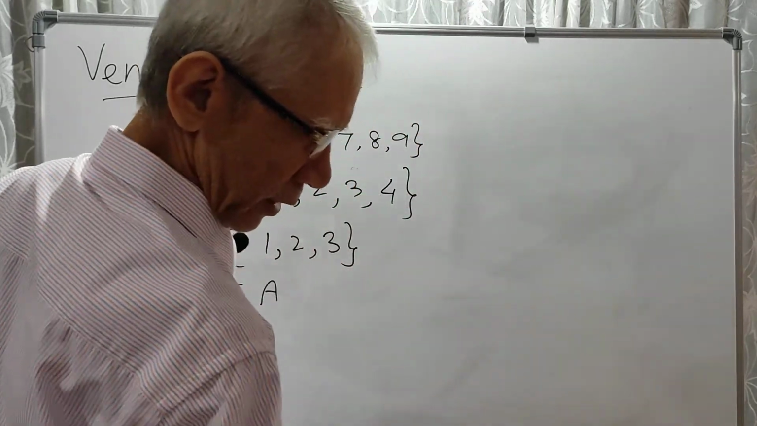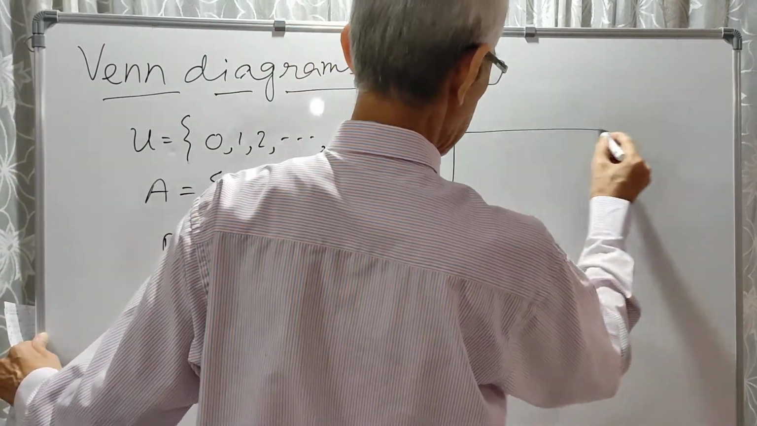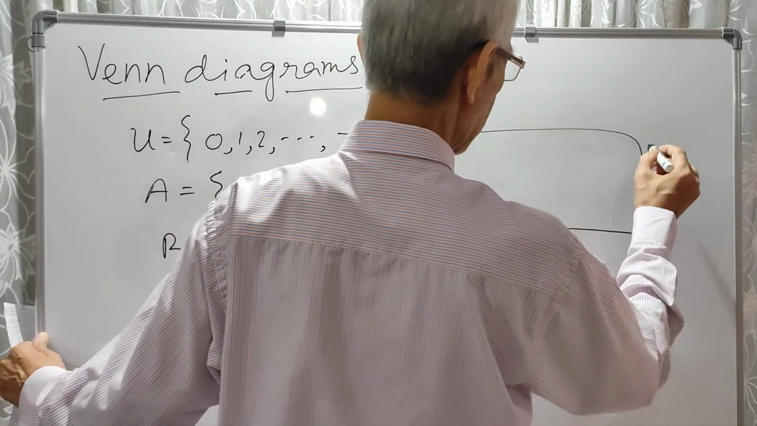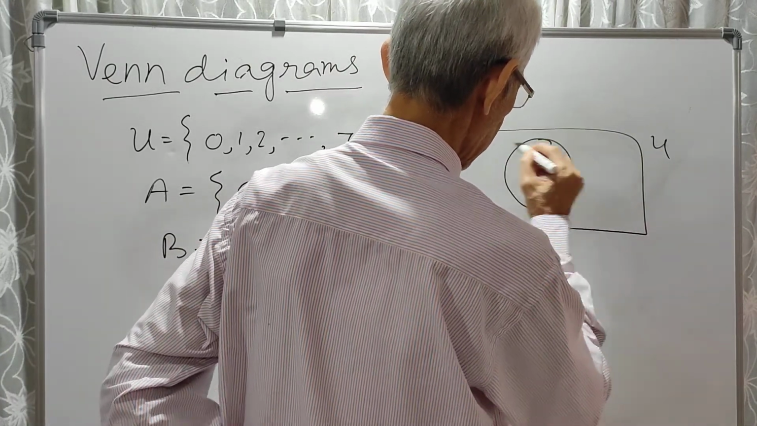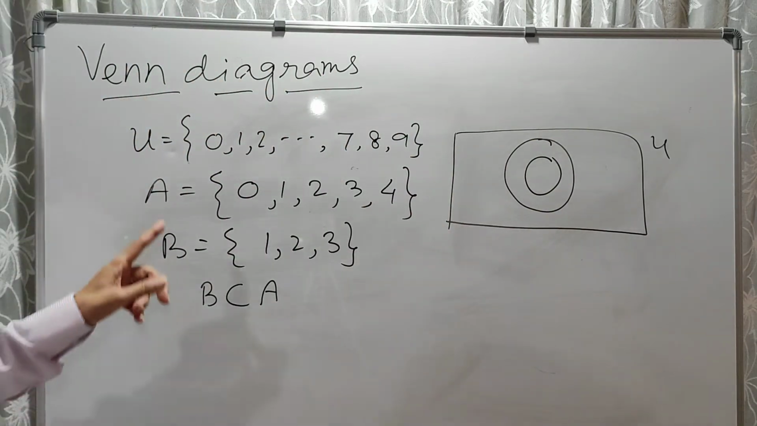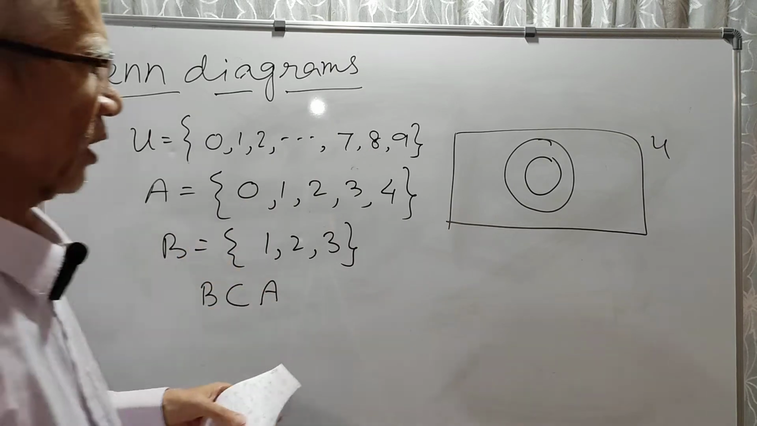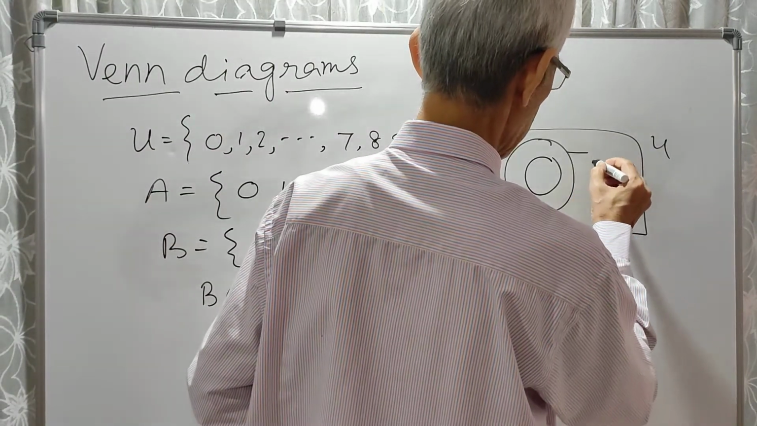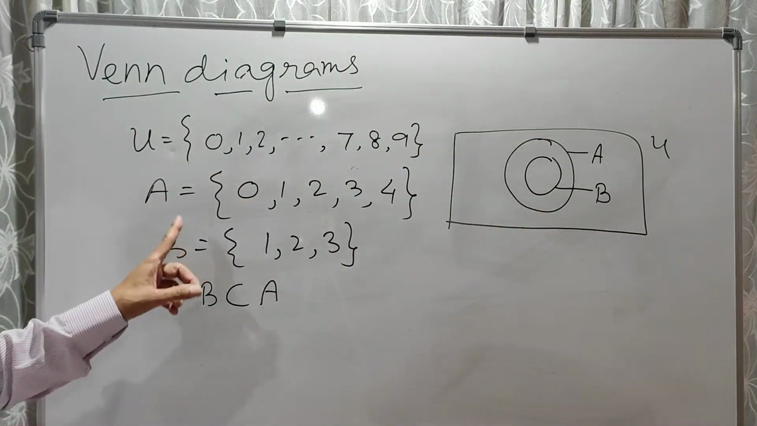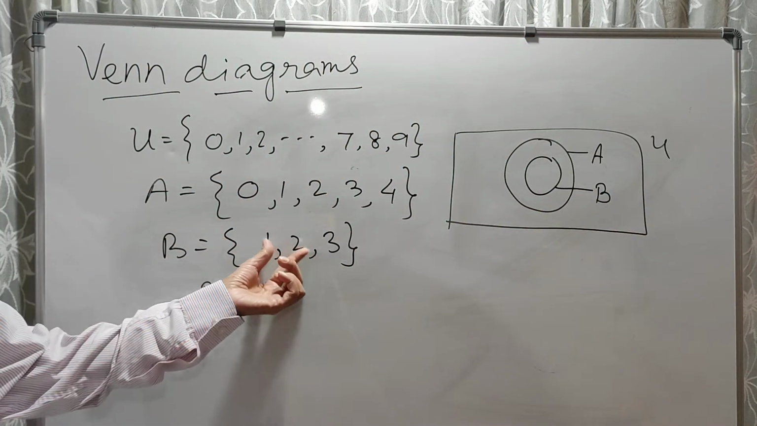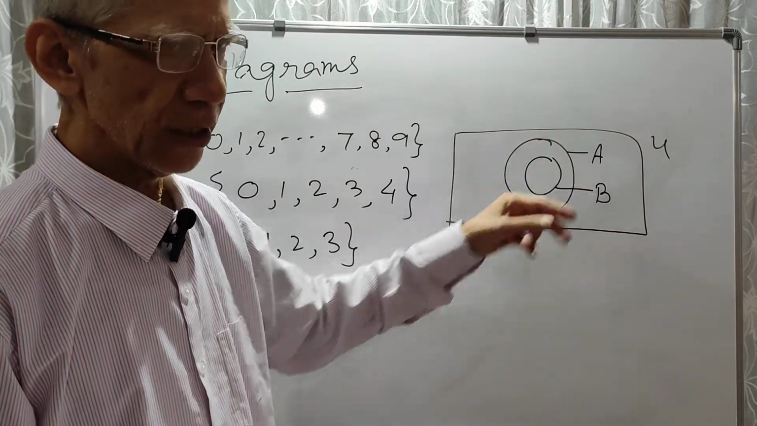All right. Now these three sets, again that rectangle will represent U. Then you see this is the diagram. This is A. A will be the larger circle and B will be the smaller circle. So B is a subset of A. That means all the elements of B are included in A. So the whole circle B will be included inside A.